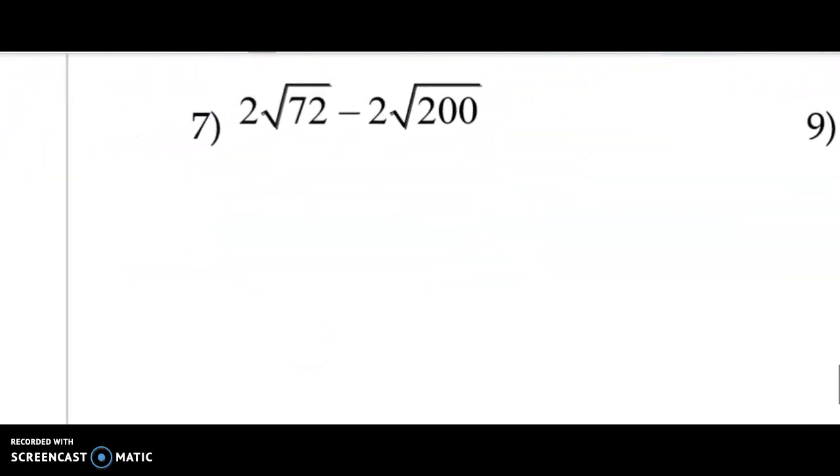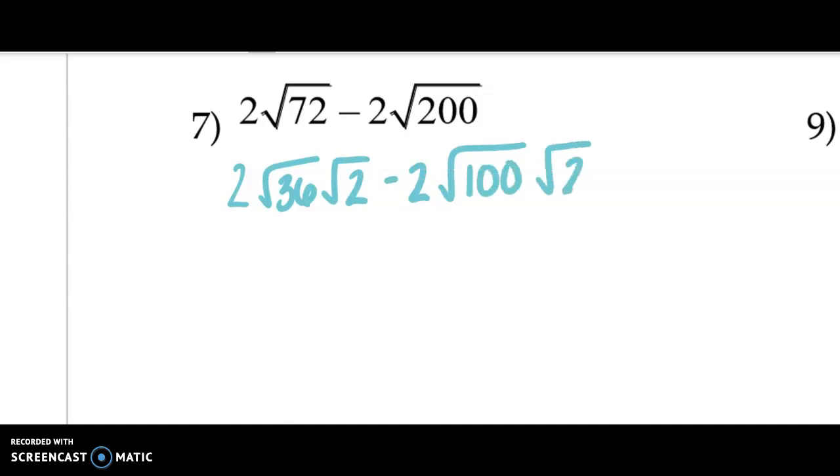Last 3. All right, so I have 2 times the square root of 72 minus 2 times the square root of 200. So 2 times the square root of 72 can split up to the square root of 36 times the square root of 2 minus 2 times square root of 200 is the square root of 100 times the square root of 2. So 2 times the square root of 36 is 6 root 2 minus 2 times the square root of 100 is 10 root 2.